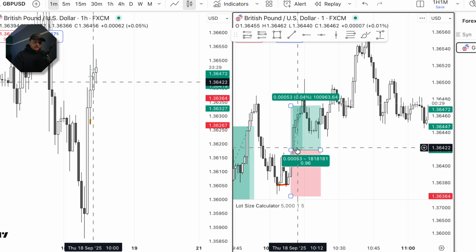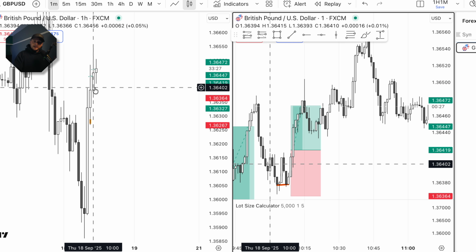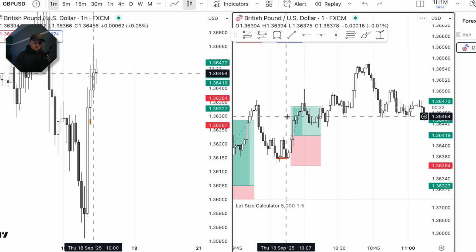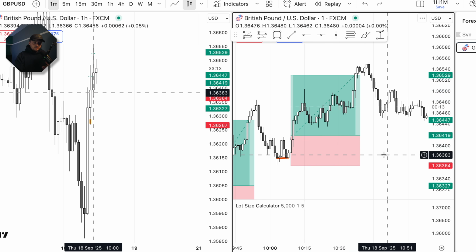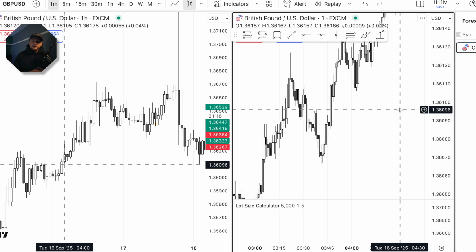Once we break this high, you can see that we are bullish on the current hourly candle. Another sign that price is going to continue up. We go for a 1 to 2. And then that would have been another winning trade this morning. So I'm really hoping that this is making sense.